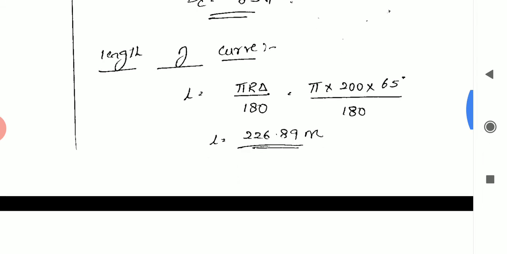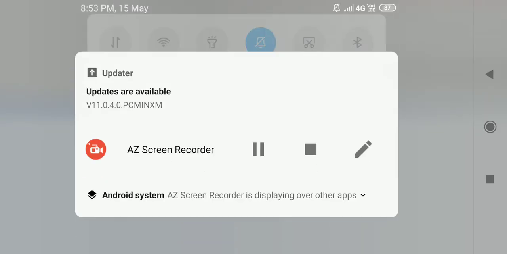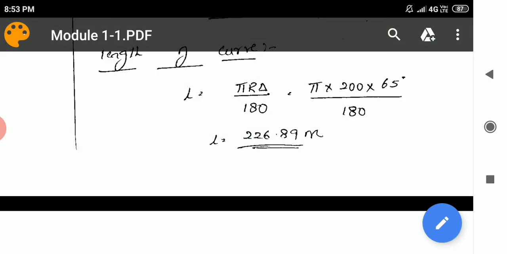Next, length of the curve. Length of the curve formula is L equal to pi R delta by 180. So I will put the R value and delta value, and I will get the L.